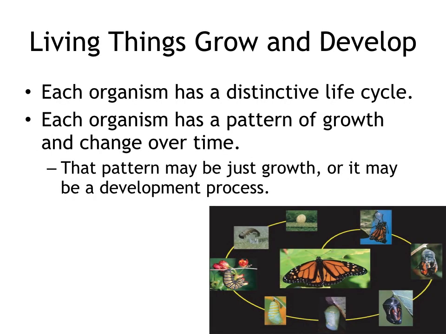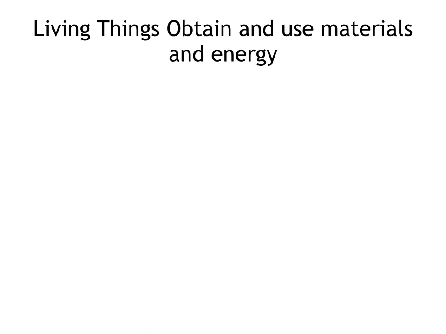Living things grow and develop. Each organism has a pattern of growth and change over time. That pattern may just be a growth, or it may be a developmental process. All right, so as we see right here, this butterfly has a developmental process. It grows, and then it has a developmental process to change it from the caterpillar into the butterfly.